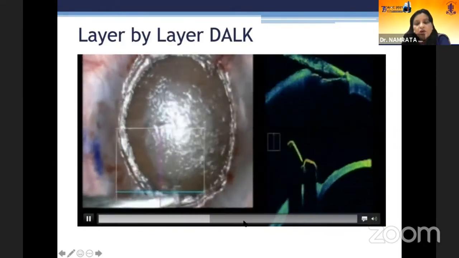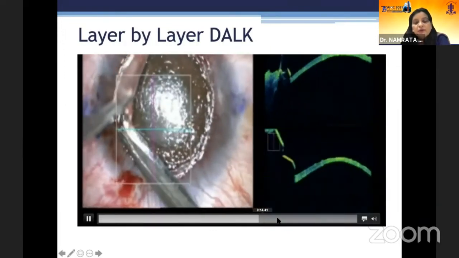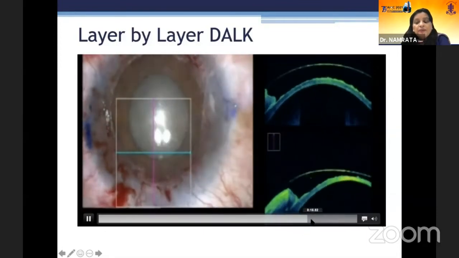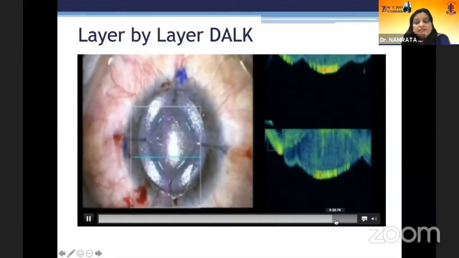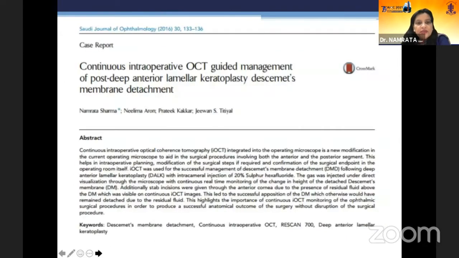you know at what level you are. Of course, now these microscopes have even become smarter because there is a scale which comes on the side. So you actually don't have to compare it, but you get an exact measure of where you are. And then layer by layer surgery can be completed.